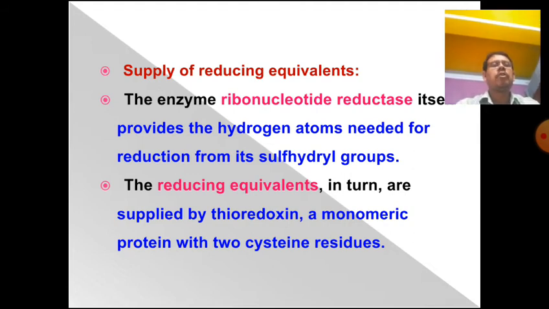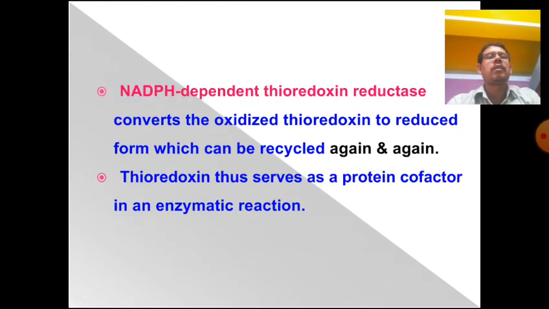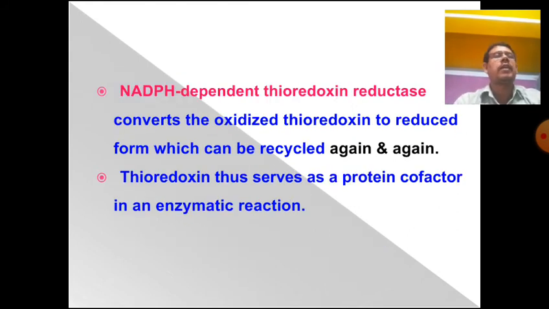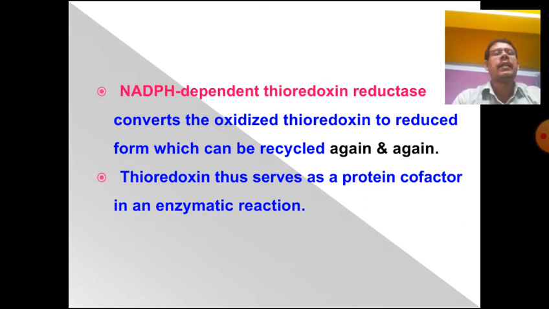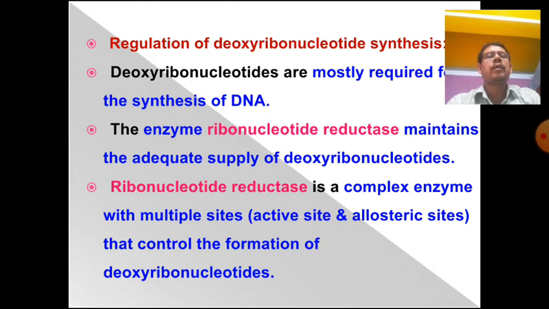The reducing equivalents are supplied by thioredoxin, a monomeric protein with cysteine residues. NADPH-dependent thioredoxin reductase converts oxidized thioredoxin to the reduced form, which catalyzes again and again for the next reaction, and thioredoxins are protein cofactors in the enzymatic reaction.